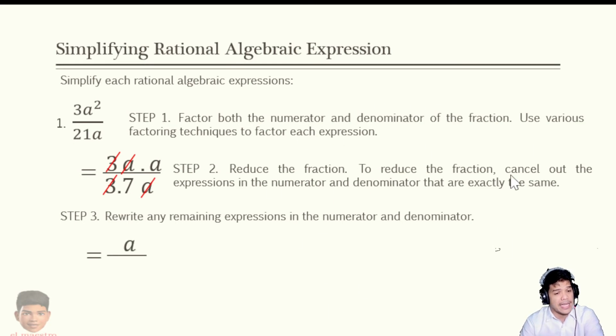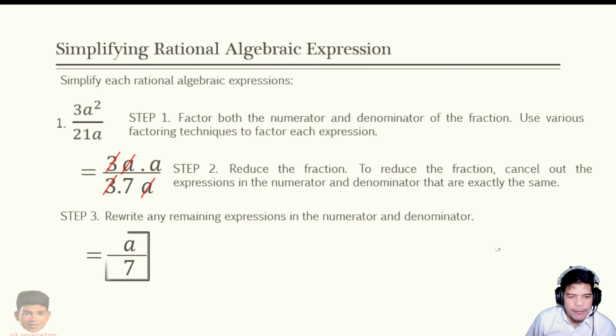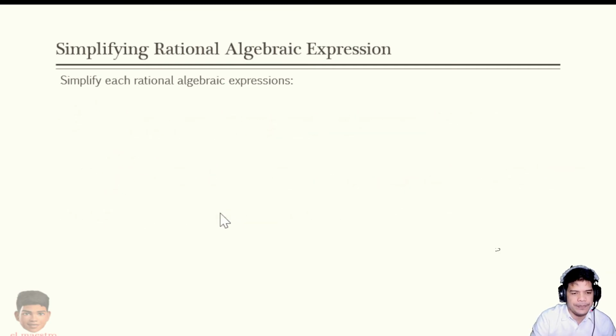Very good, si A na lang. Ano yung natira sa denominator? 7. So, this is now the simplified form of 3a squared over 21a. Ganun lang kasimple. Okay? So, let's have another example.